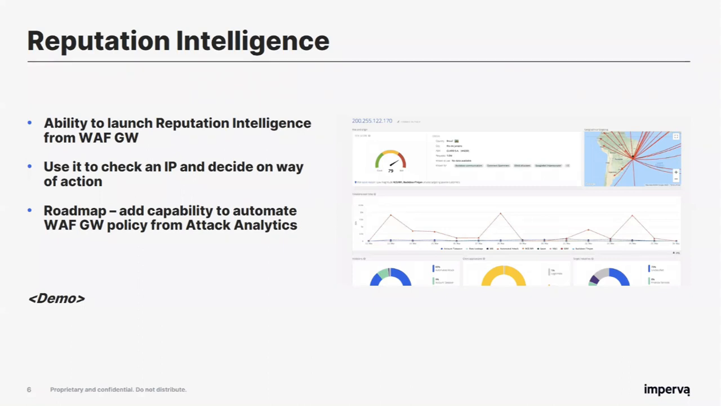IP reputation is part of Attack Analytics. If you're licensed to FlexProtect, you're already licensed to that. If you're licensed to WAF Gateway a la carte, then either you move to FlexProtect or you need to buy this as an add-on. By the way, a roadmap item for this would be to also automate some actions from Attack Analytics into WAF Gateway. So if you want to block an IP, you won't need to do that manually. You will even be able to do that from the screen that you see here.